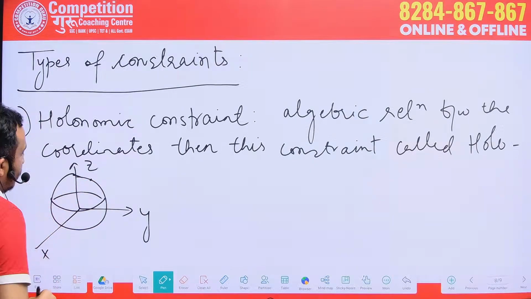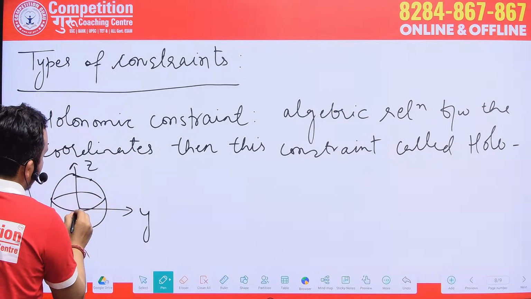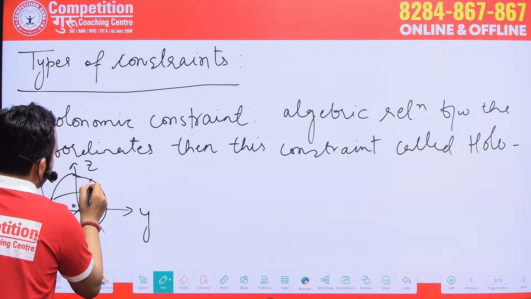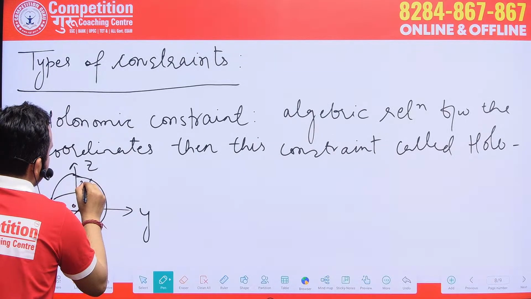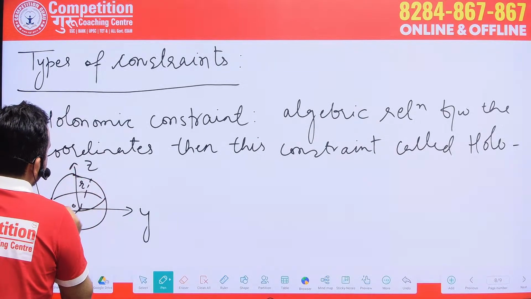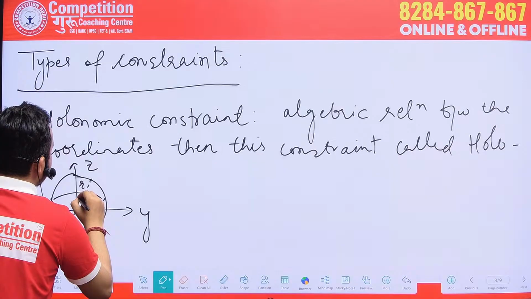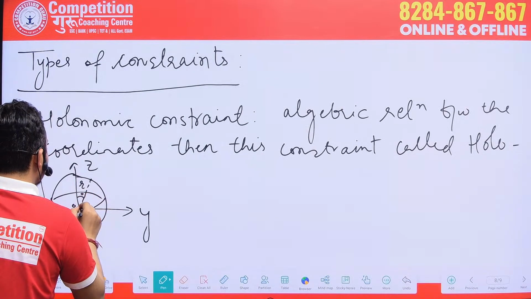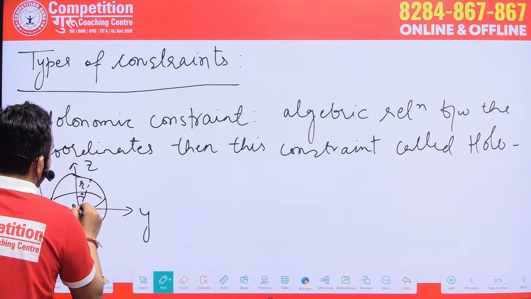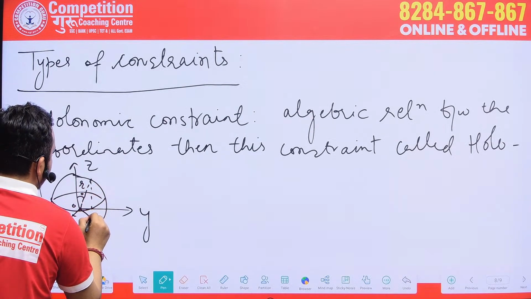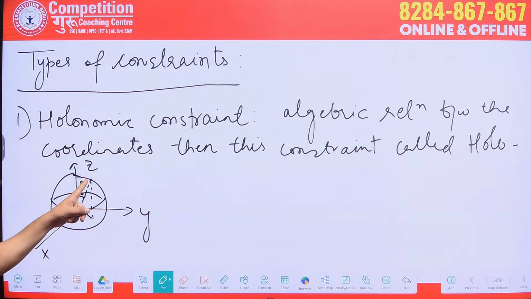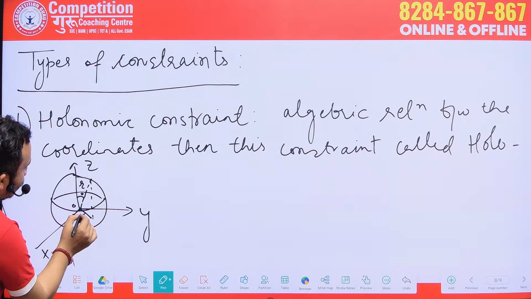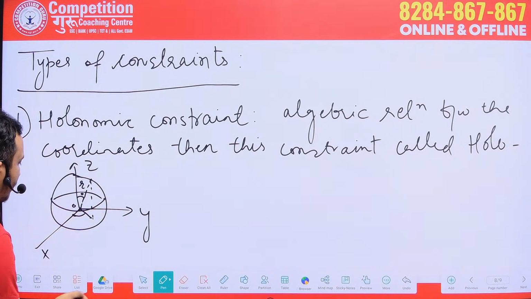So in the spherical coordinate system, we know that here is the origin, we take the center as origin, we join this point and we call it r. And the angle from the z axis to here is theta. We take the projection of this point on this plane or this circle. Let me make it again.